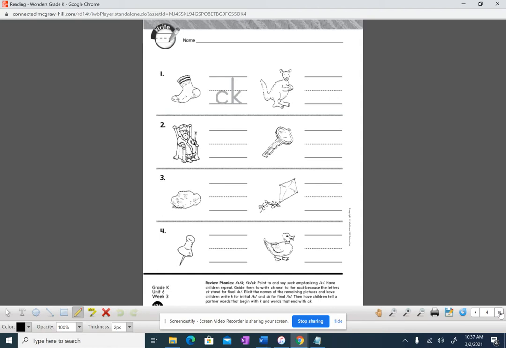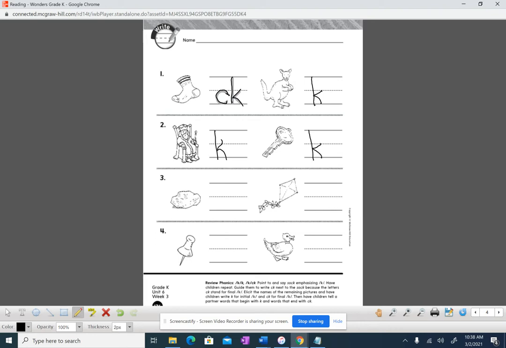So first we had sock. Sock began with the S sound and ends with the CK. Then we have a kangaroo. Kangaroo begins with the K sound. Number 2 is a king. King and key all begin with the K sound.